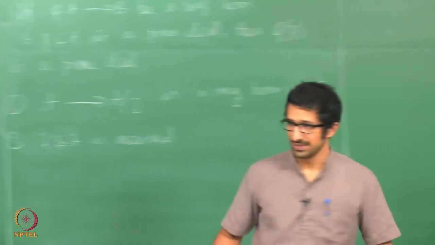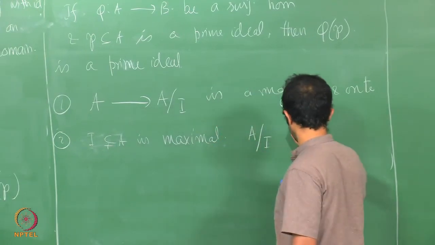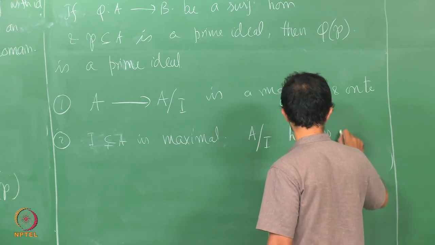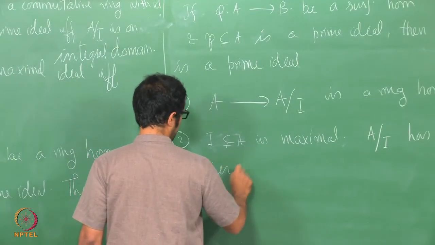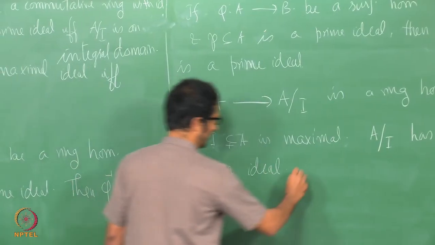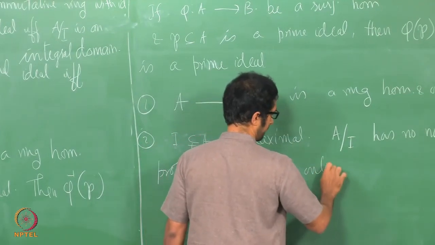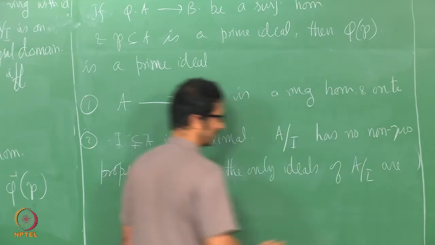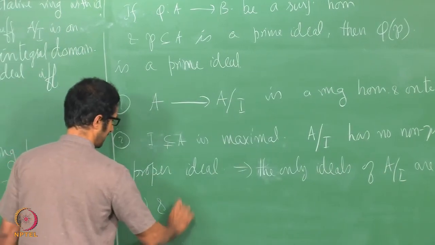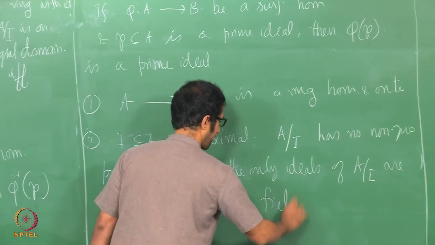Yes. So, you look at this A mod I. A mod I has no non-zero proper ideal, which implies the only ideals of A mod I are 0 and A mod I. That means A mod I is a field.